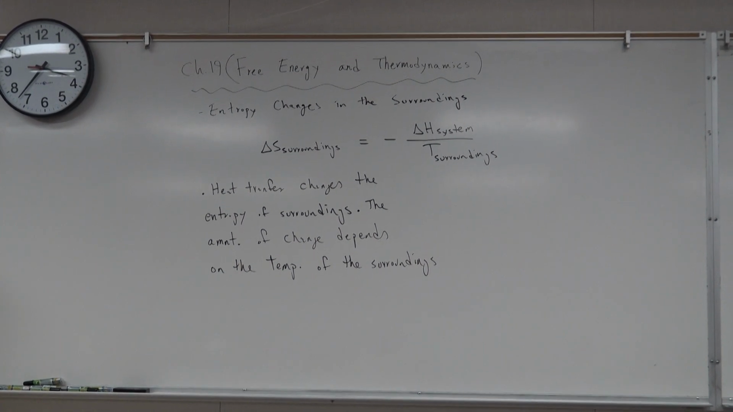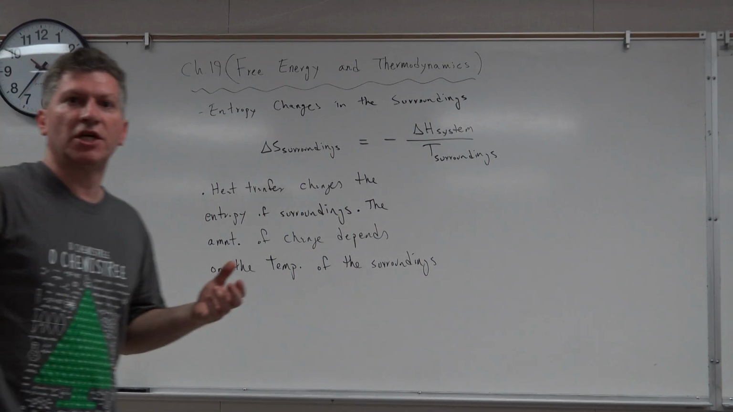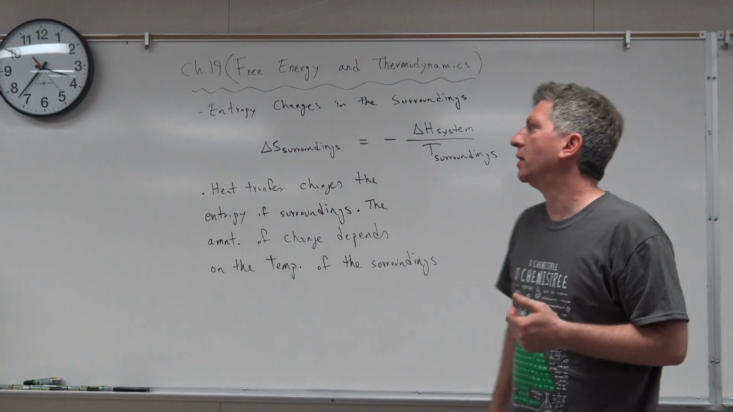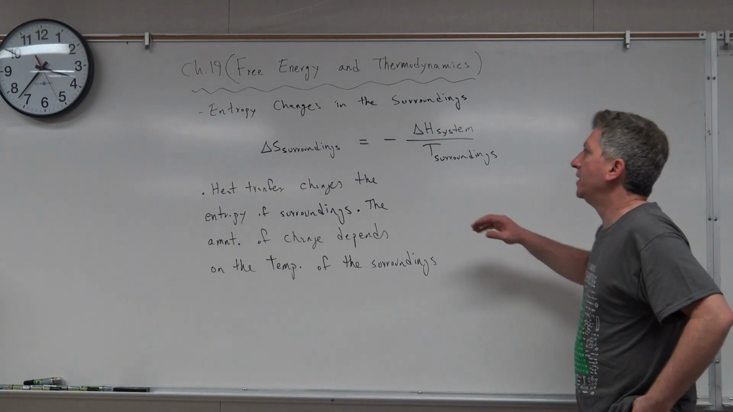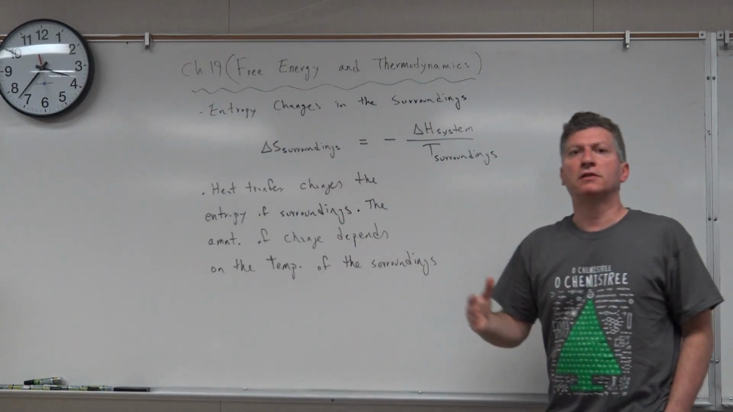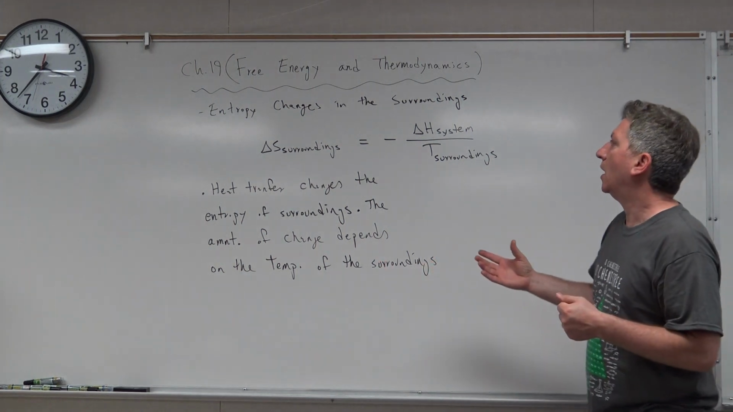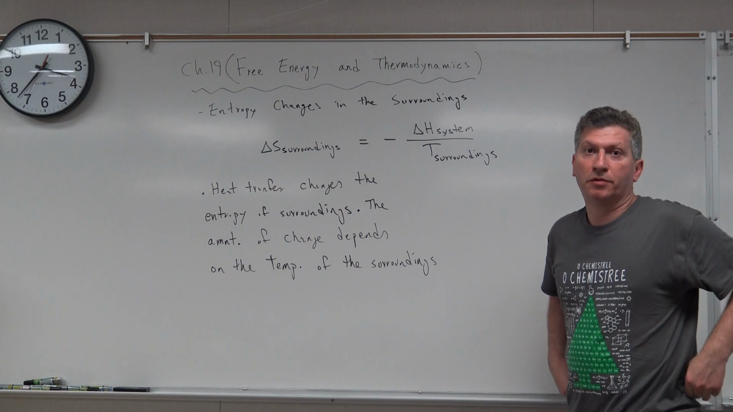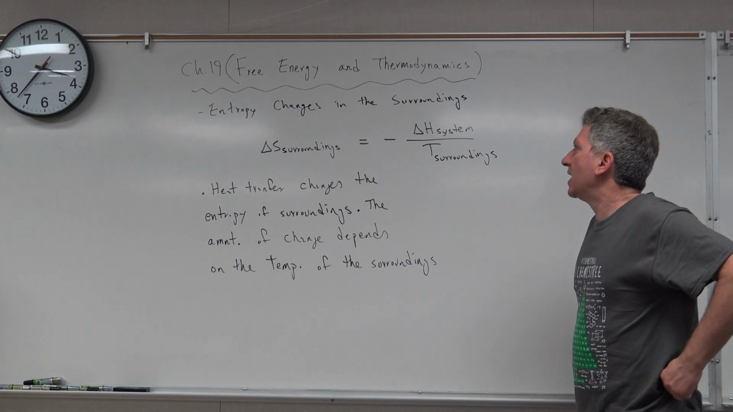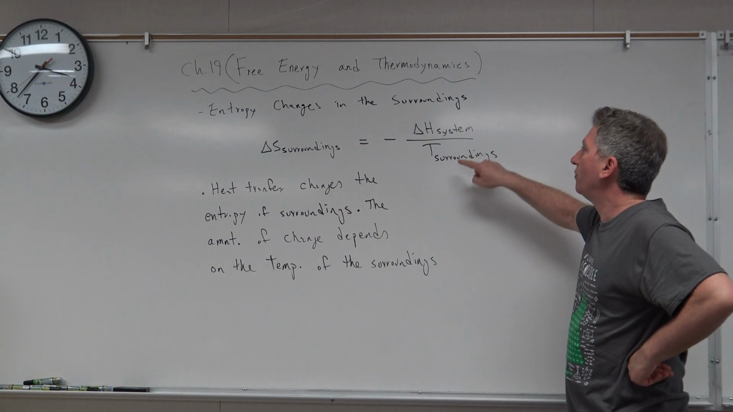Hello everyone. So today we're going to go over entropy changes in the surroundings. We went over how to calculate the entropy changes in the system. Now we're going to do it for the surroundings, the entropy change of the surroundings as a result of heat transfer from the system to the surroundings. The heat absorbed or released to the surroundings can be calculated by taking delta H system over T surroundings.